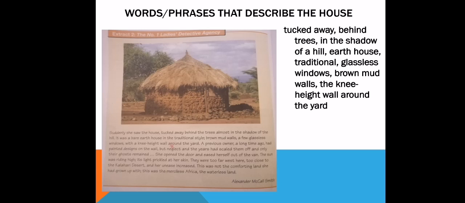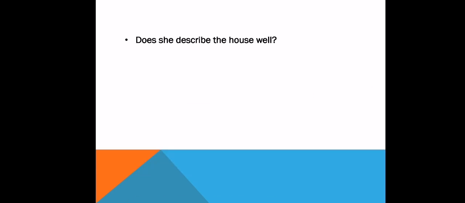They're a bit faded. So these are some phrases and words that describe the house: tucked away behind the trees, in the shadow of a hill. It's made of earth, which means it's made out of mud bricks. Traditional, glassless windows, brown mud walls, the knee-height wall around the yard. These are all phrases or words that are used to describe this house. All right. So, do you think she described the house well? In my opinion, I think she really did.